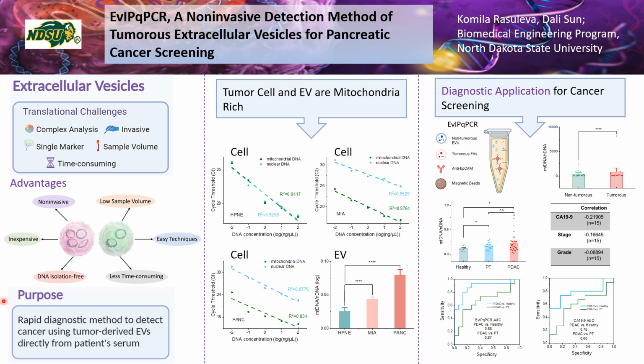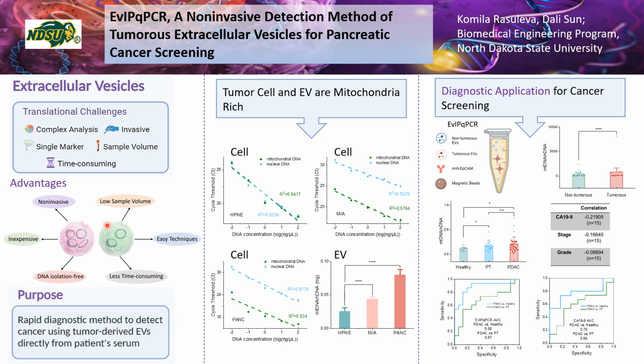This brings us to the main purpose of creating a rapid diagnostic method to detect cancer, and more specifically pancreatic cancer, by using tumor-derived extracellular vesicles directly from the patient's serum. Our research mainly focused on collective attribution rather than a single factor, by analyzing mitochondrial DNA inside of extracellular vesicles.